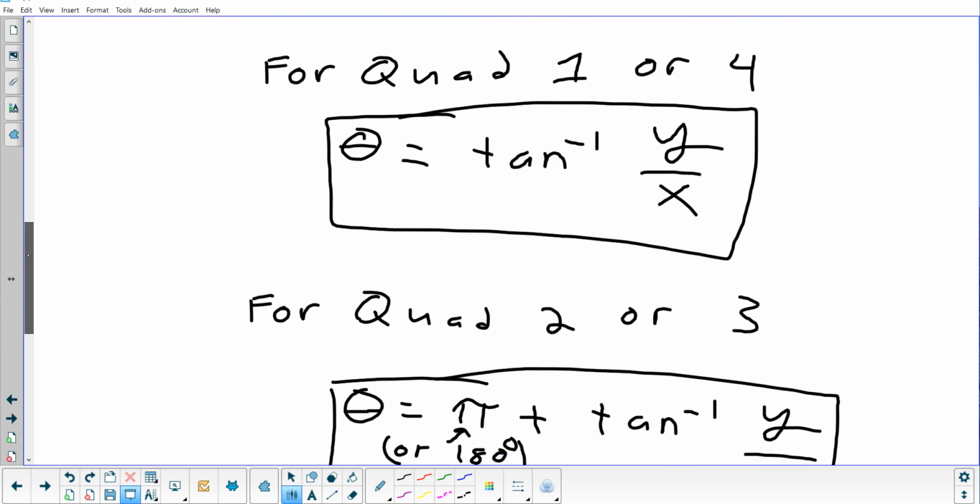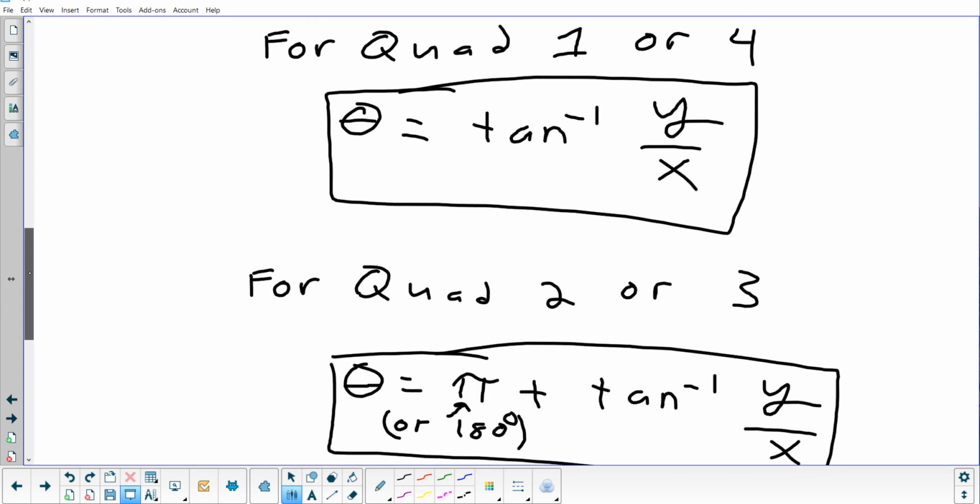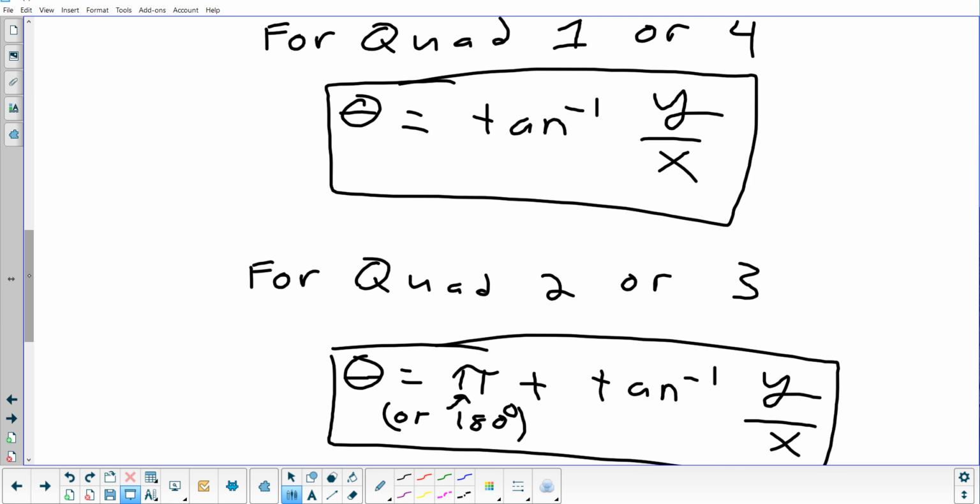Now, these two formulas cover how to find your angle when you go from rectangular to polar if you're in quadrants 1, 2, 3, or 4. Where else could you be besides quadrants 1, 2, 3, 4? Yeah, you could be on the axis. Let's say you had a point right here. Can you tell me as much as you can about that coordinate? It has a 0 for the x value, and I don't know how high up it is. It's y. But it has 0 for the x.